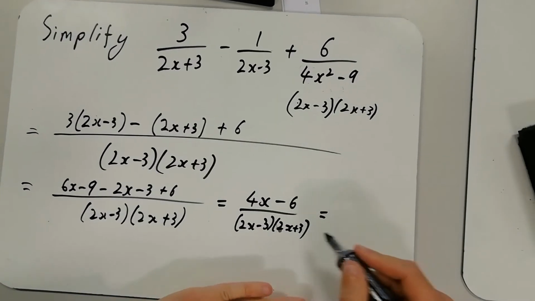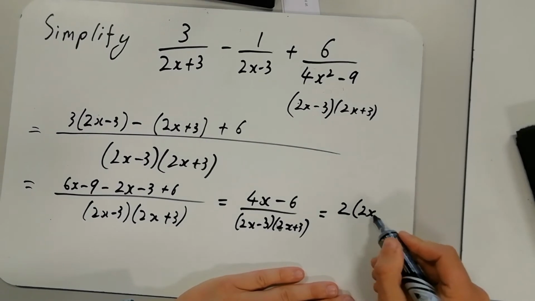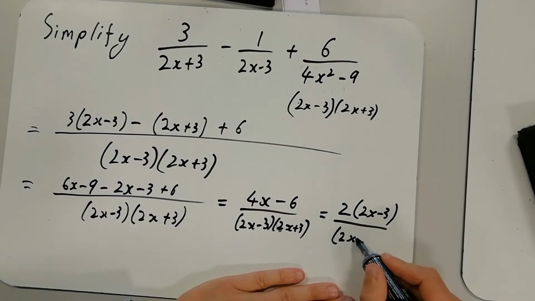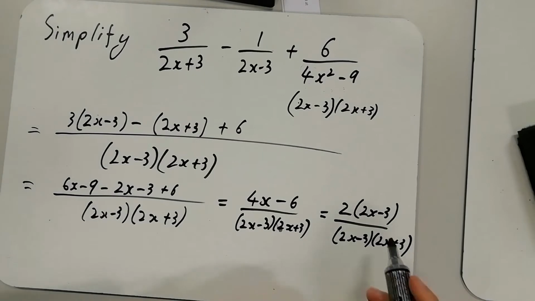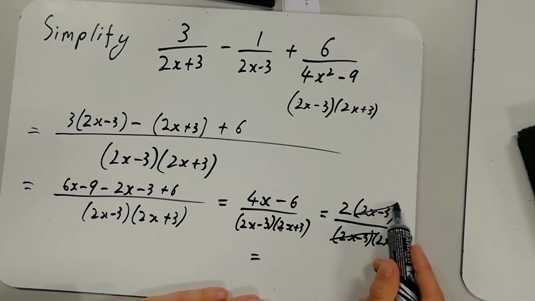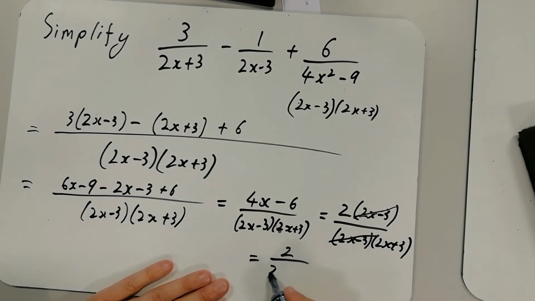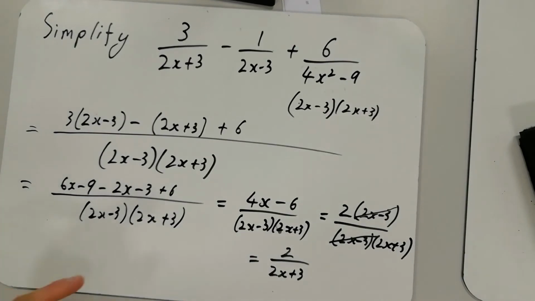And I should factorise this as much as I can. They have a common factor of 2 which I can pull out. And now we see, because I kept that denominator factorised, I can cancel out that factor of 2x minus 3. And that's the process for simplifying algebraic fractions.